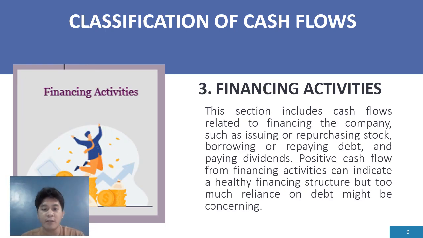The third one is the financing activities. This section includes cash flow related to financing the company. For example, if you're going to issue or repurchase stock, if you're going to borrow or repay debt and loans, or if you're going to pay dividends. For example, also if your business is going to take out a loan para makadagdag doon sa capital, it is also reflected here in the financing activities. Positive cash flow from financing activities can indicate a healthy financing structure.